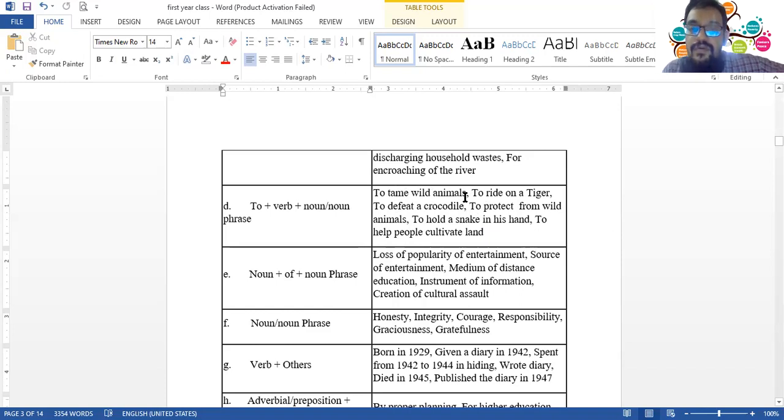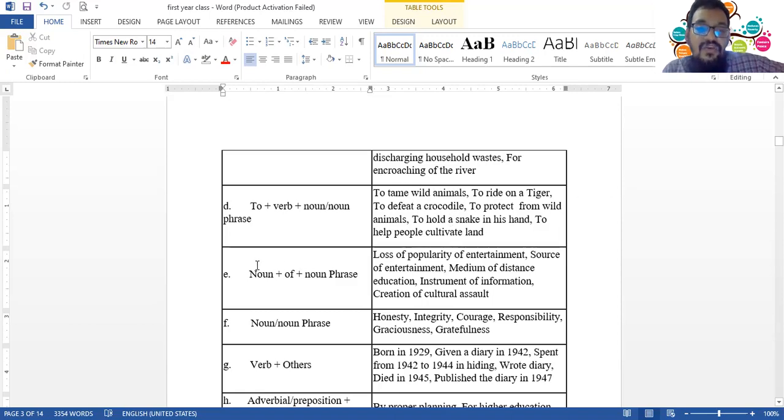So to tame, to plus verb present form. To ride, to plus verb present form. To defeat, to plus verb present form. Then to defeat a crocodile, a plus noun, a noun phrase. Wild animals, noun phrase. A tiger, noun phrase.